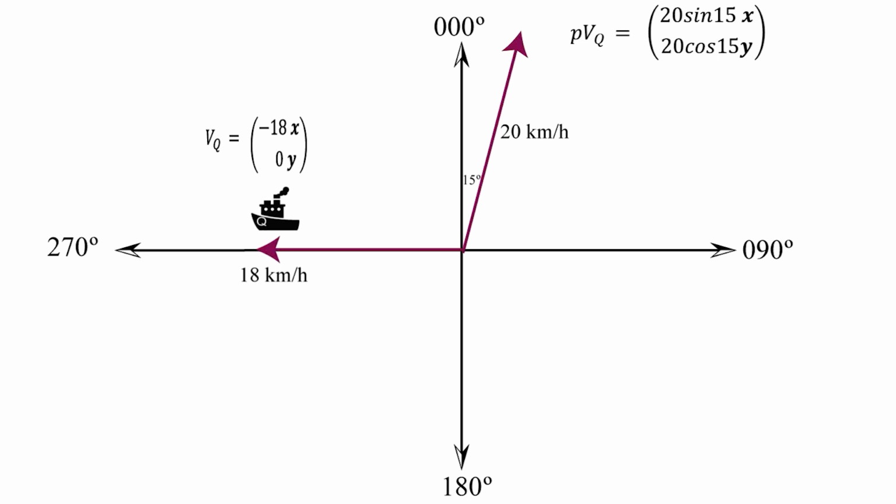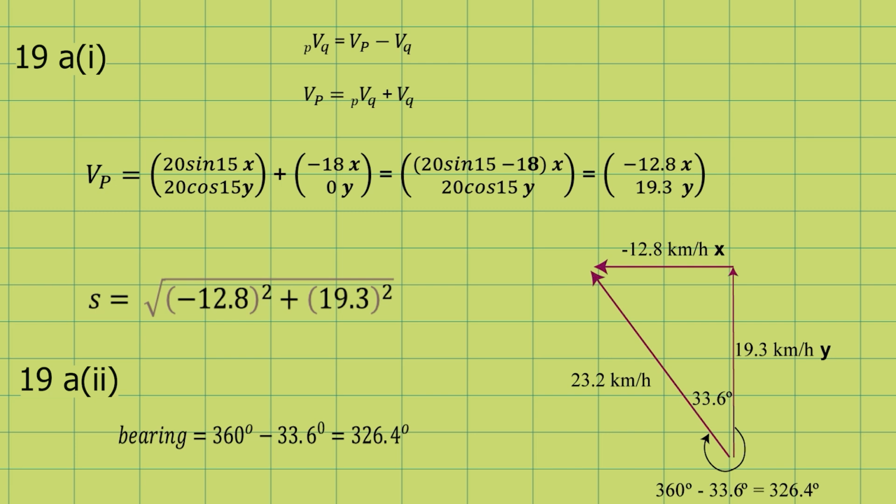Now, once we have that, we are then in the position to solve our problem. And there is the answer. You don't really need me to take you through that, but we can see the answer at the bottom. The velocity of boat P has a magnitude of 23.2 kilometers per hour on a bearing of 326.4 degrees. And that is our answer. And I'm expecting most of you to be able to follow that yourself without further explanation from me.